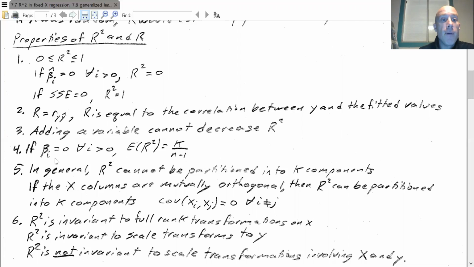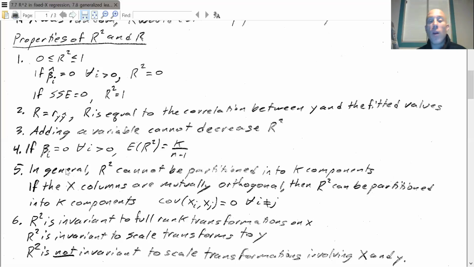Now, if my slope is equal to 0, and here this is the population slope, so if the population slope is 0 for all i greater than 0, so here we're saying that the slope for all the predictors truly is 0, then the expected value of R squared is k over n minus 1.